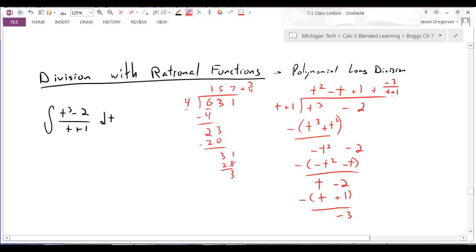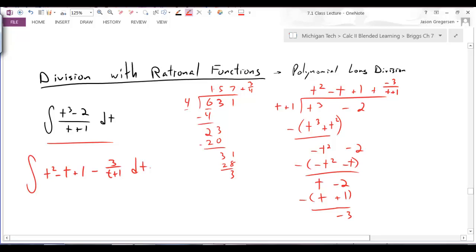So now I've done the polynomial long division. It's just like regular division, except with polynomials. And the whole value here is I've simplified my integrand. Instead of integrating this thing, which I have no idea how to integrate, I can now integrate what it's equal to, which is t squared minus t plus 1 plus, I'll just say minus 3 over t plus 1. And I like that.